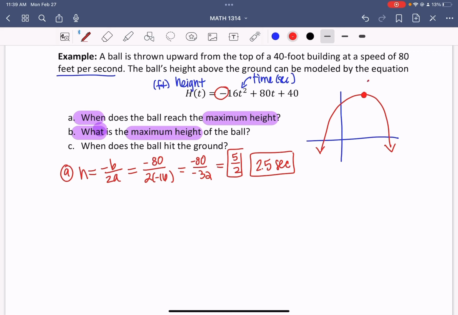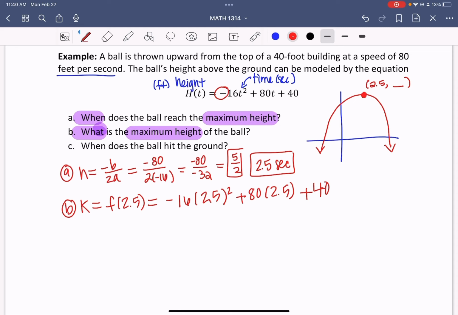Now, part B says, what is the max height of the ball? We know when it occurs, that's at 2.5 seconds. What is the height of that ball? That's going to be that y value when we plug it in. So in order to do part B, we're looking at our k value of our vertex. That means just plug your 2.5 into your given function. So it would be negative 16 times 2.5 squared plus 80 times 2.5 plus 40. Use your on-screen calculator, and that gives me 140. And again, that's our height in feet.